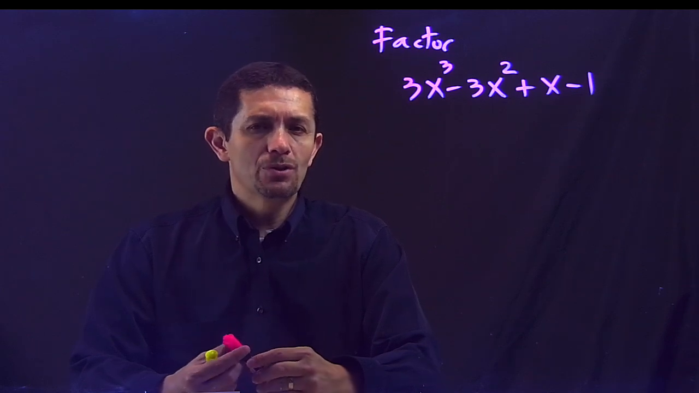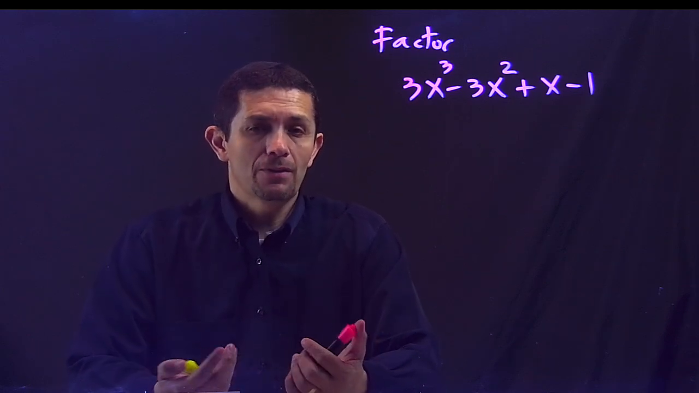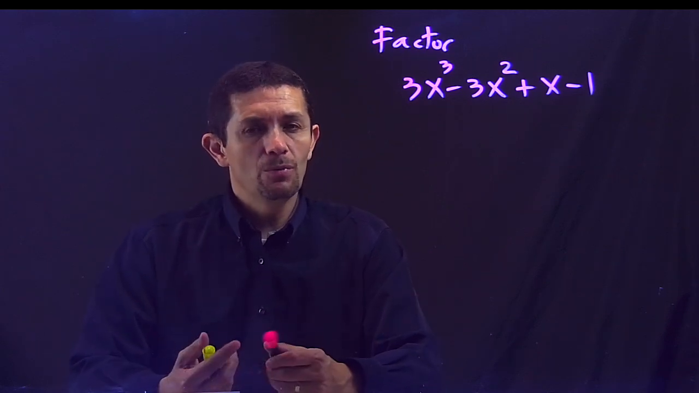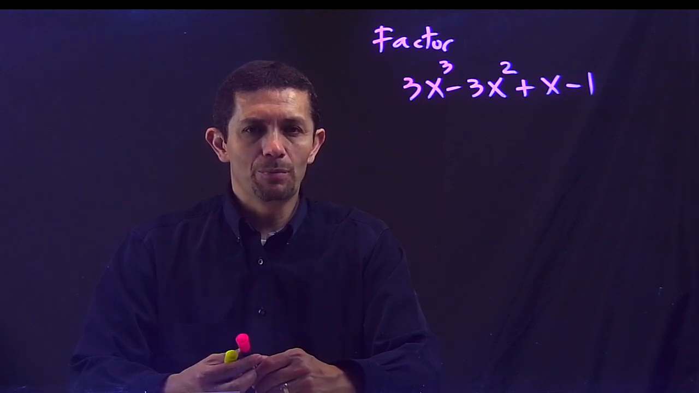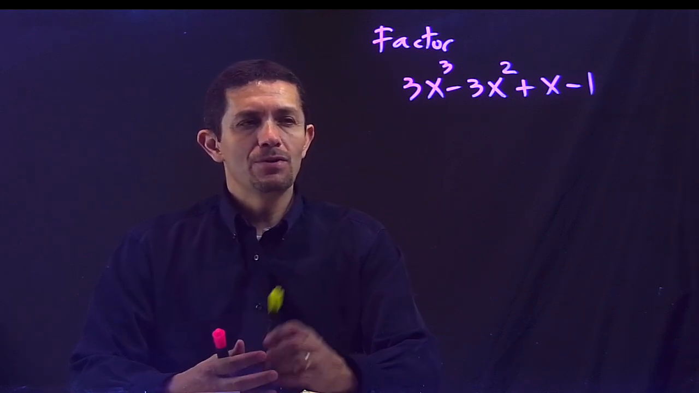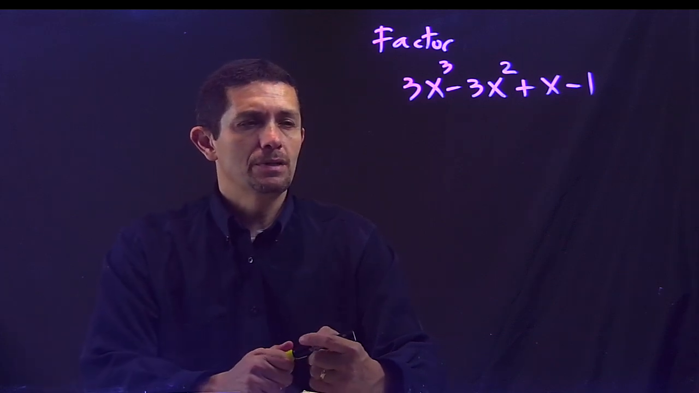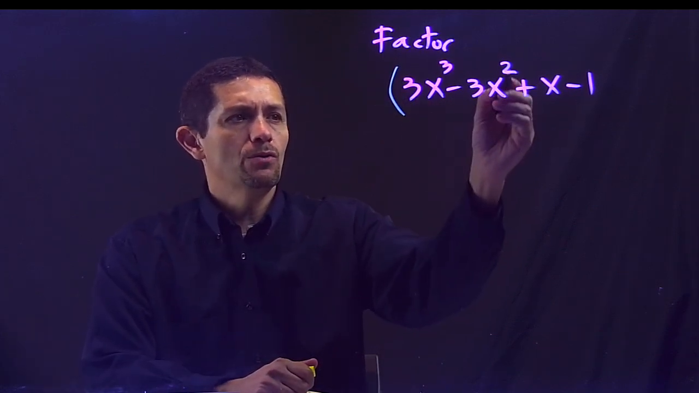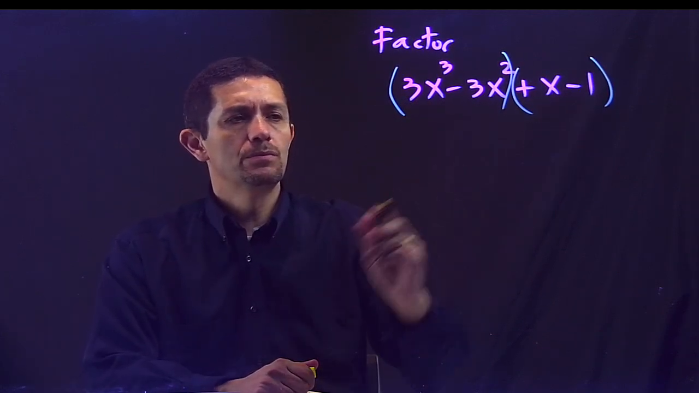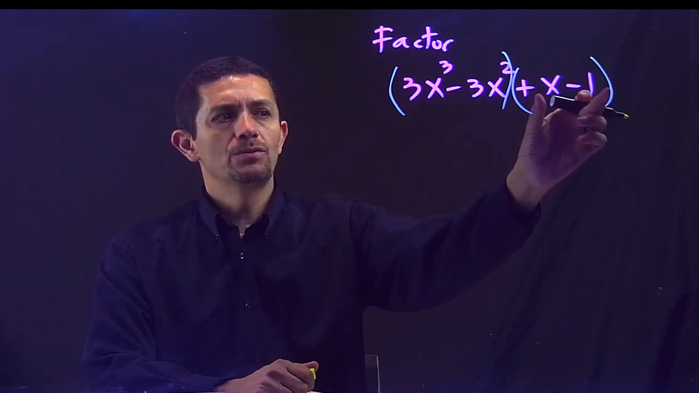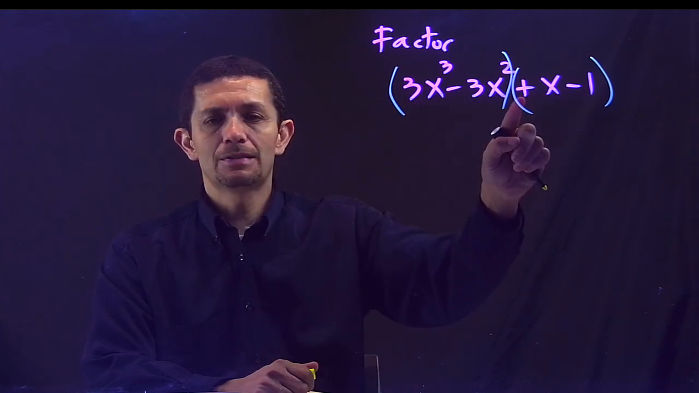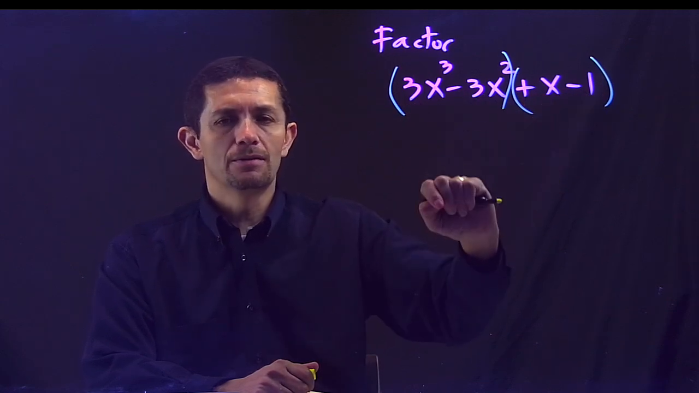Now, because we have 4 terms, the most common way we can factor this is by grouping. Every time we have 4 terms, how do we factor? We group. That's the name. We make groups of 2: the first 2 terms and the last 2 terms. Make sure that the third sign is attached to its term.